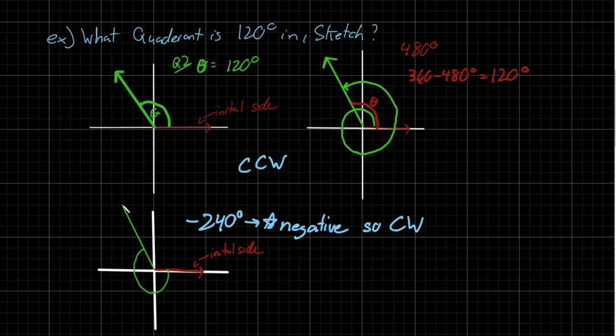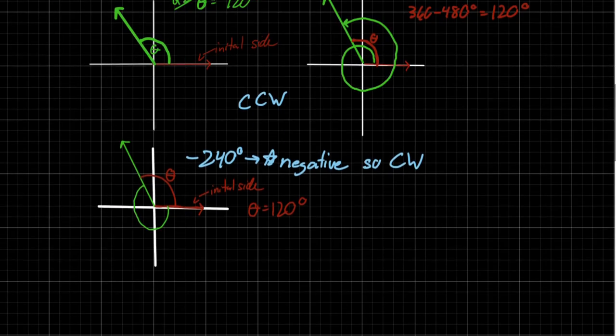So this is where my initial side is. This is negative 240. Now, I don't want negative 240. I want what theta would be between these two angles. So what is theta? 120. Yep, all of these angles have a theta of 120. So these are called coterminal angles. Theta is the angle between our initial side and our terminal side.